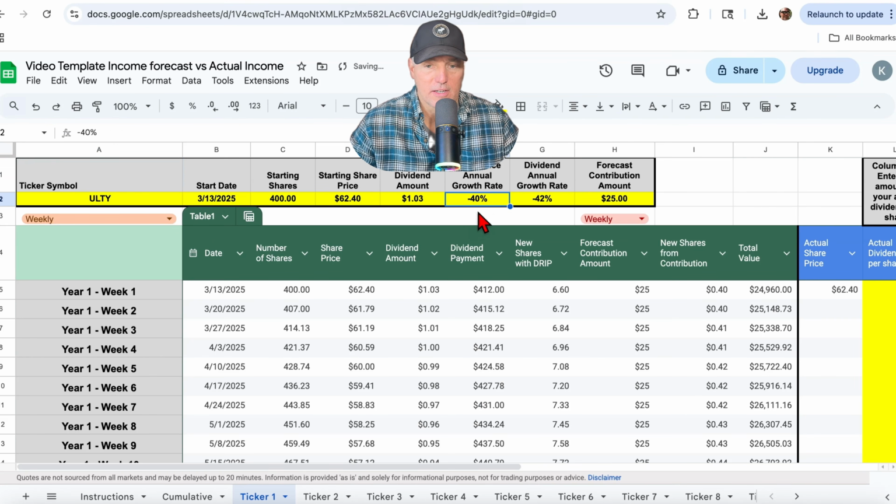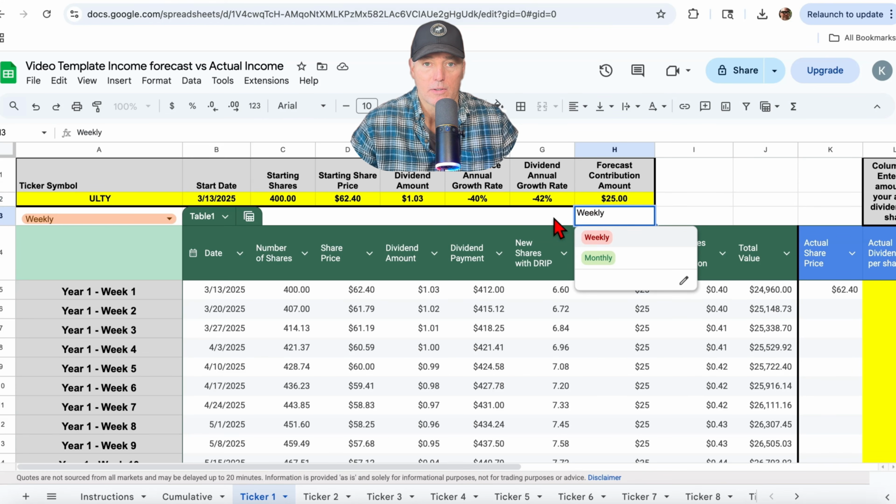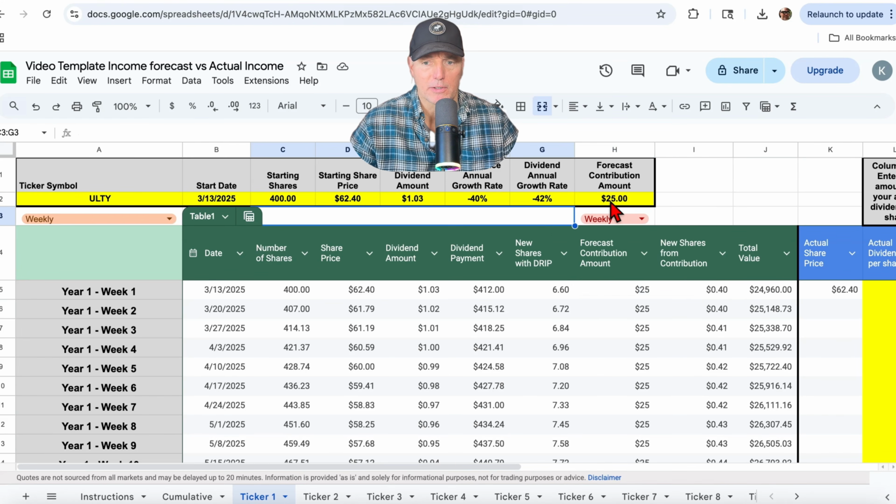So we look here, it's at a negative 40% share price growth and a negative 42% annual growth rate on the dividend. Here you can put in how much you plan on contributing in your forecast. This is what you're forecasting to contribute. So you can put that as weekly or monthly as well, right here in the drop down. We just put here that we're going to contribute $25 a month. That's our forecast. This is what we bought.